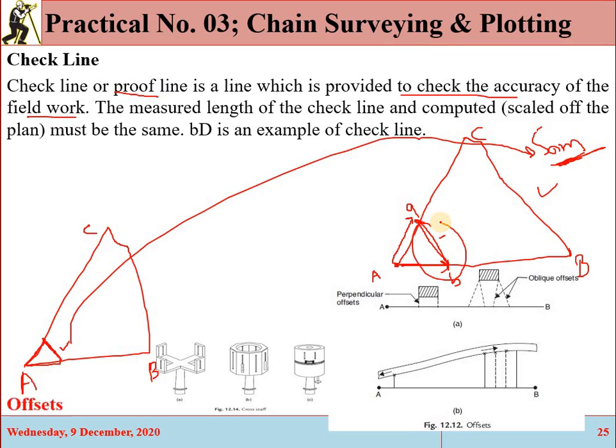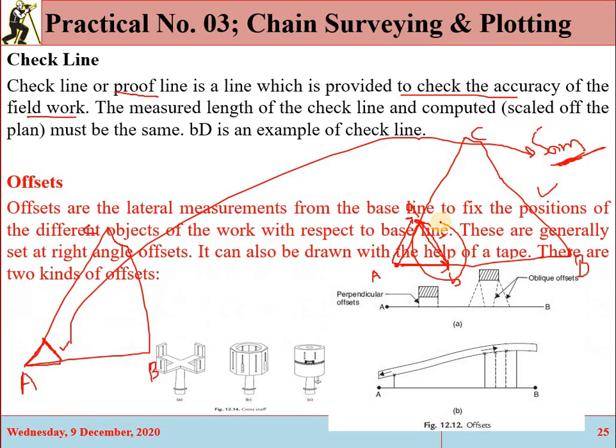Okay, also we have the offset. As we have discussed, the offsets are the measurements which are taken mostly from the baseline to fix the position of different objects inside the area. Okay, suppose if this is a rectangular area, we are taking, suppose, the diagonal as a baseline. Okay, suppose this AC line is taken as a baseline.